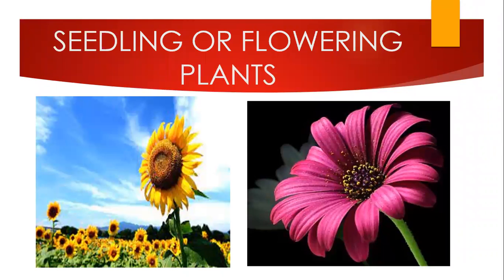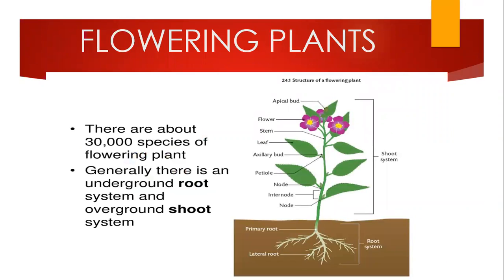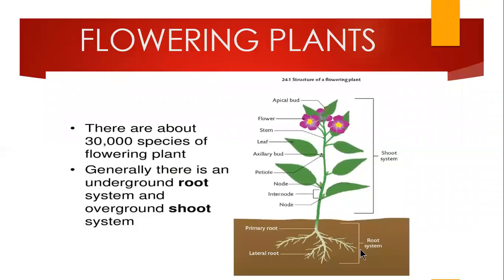As the name shows, these are flowering plants, meaning they produce flowers. There are about 30,000 species of flowering plants, and generally they have a root system and a shoot system. So this is the root system, and over the ground is the shoot system, in which there are flowers, leaves, and stem. This is known as the shoot system, and this is known as the root system.